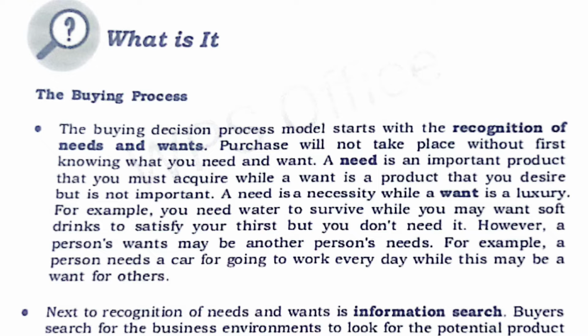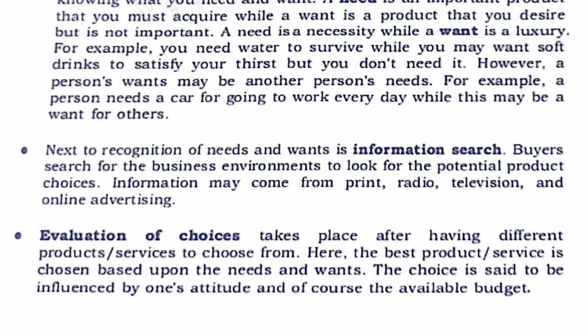However, a person wants maybe another person needs. For example, a person needs a car for going to work every day, while this may be a want for others. Next to recognition of needs and wants is information search. Buyers search for the business environments to look for the potential product choices.